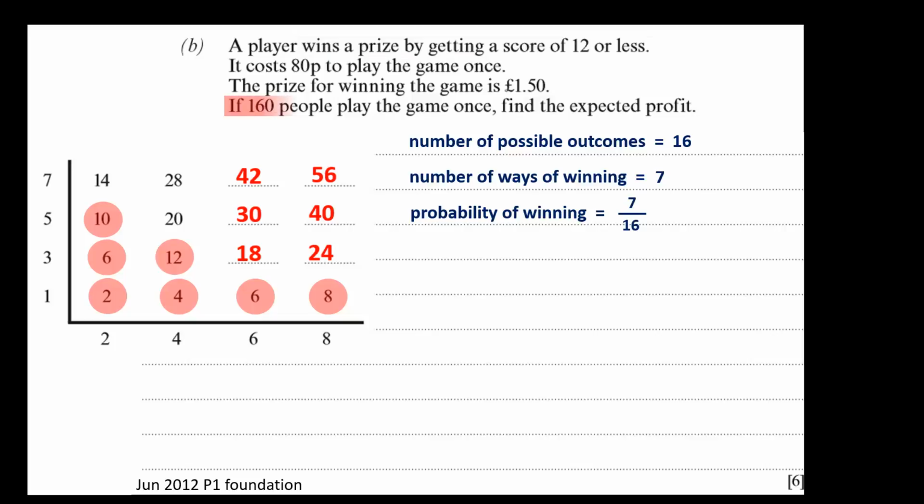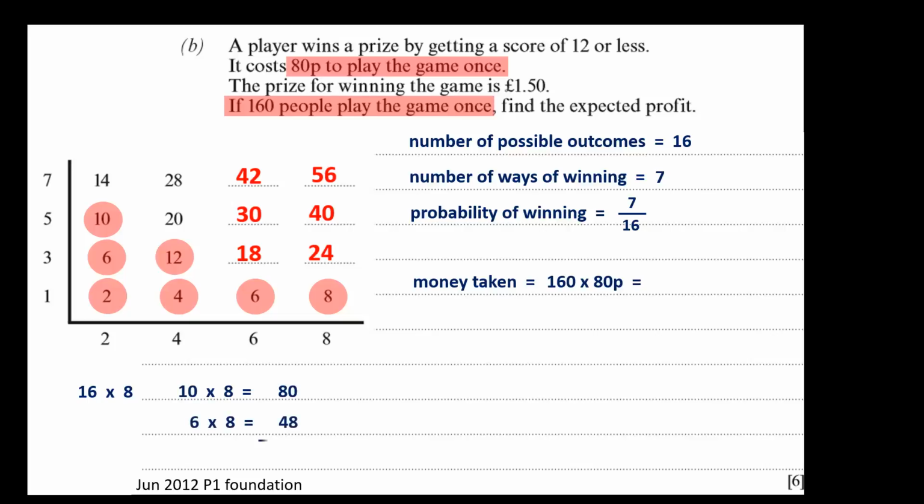Okay, now the next thing they tell us, it costs 80p to play the game once, and 160 people play the game. So we need to work out how much money that's raised. So the money taken is 160 times 80p. Now that's a difficult calculation to do. Remember, this is a paper 1, so it's a non-calculator. But we could work out 16 eighties. Best way of doing that is say 10 eighties is 800, 6 eighties is 480. And if we add those up, we get 1280. So for 160 eighties, we just put a zero on the end. We get 12,800 pence, which in other words is £128.